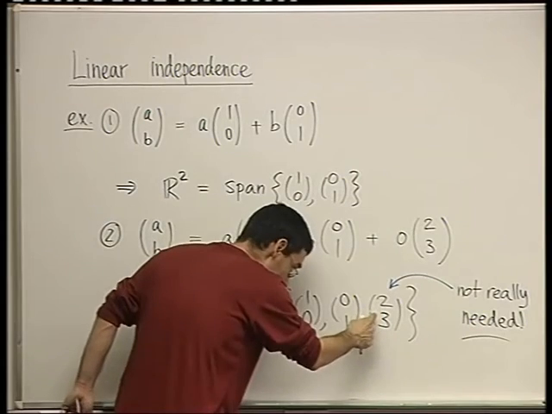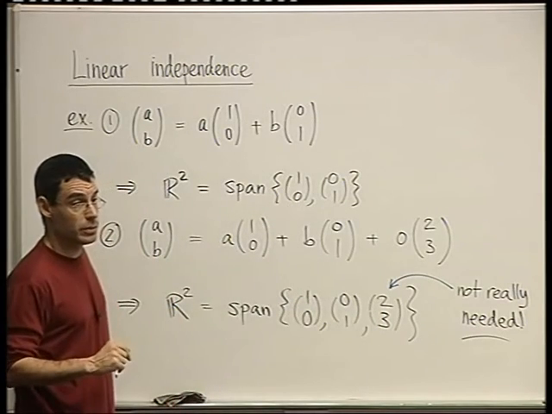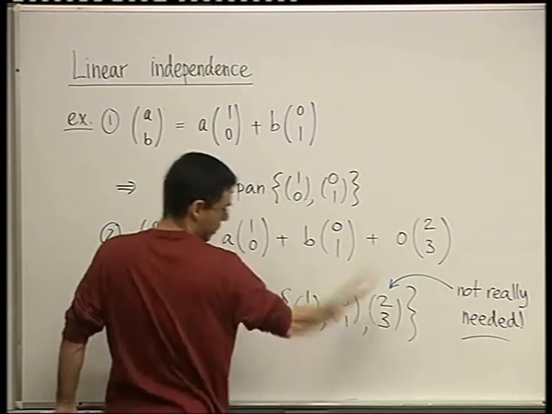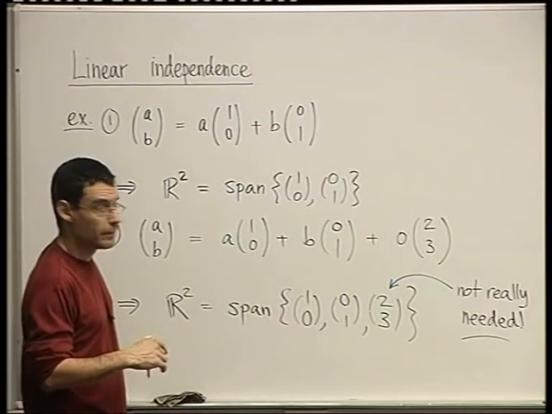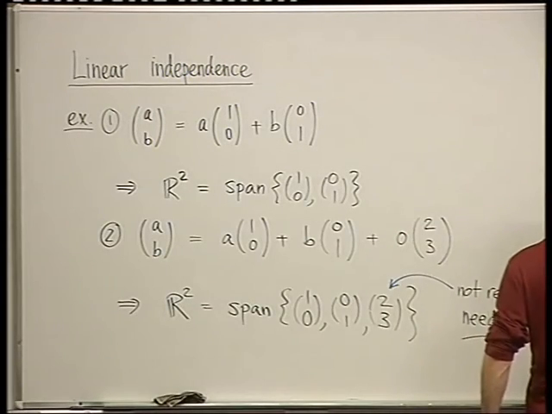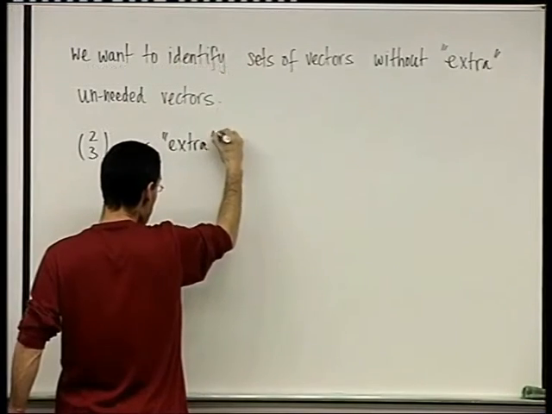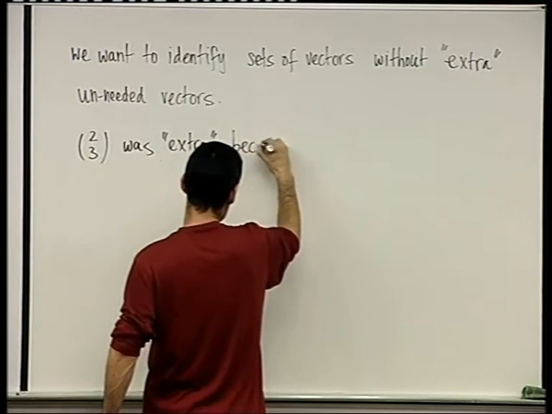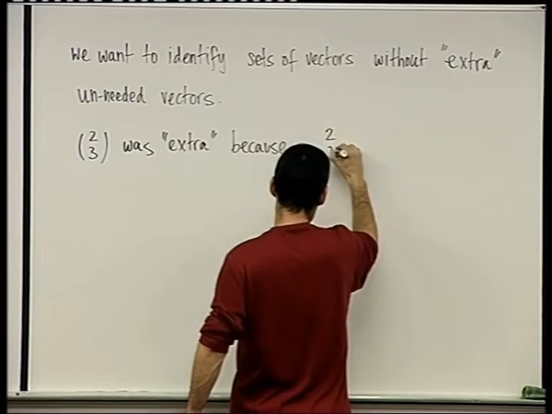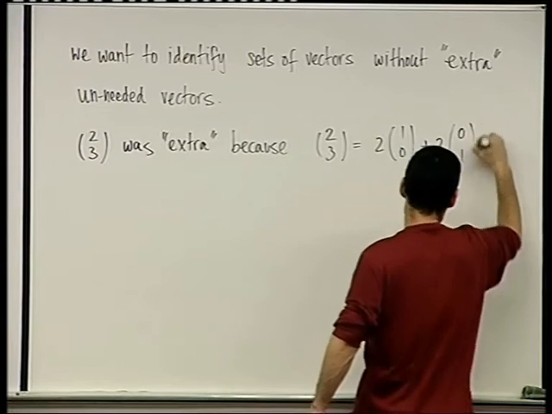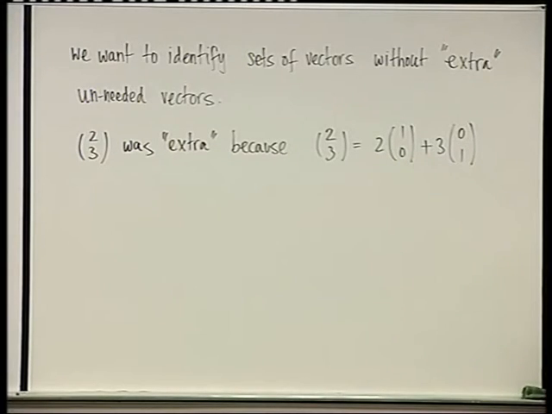This vector itself was already a linear combination of the other 2. That's what made him extra, right? We could have written him as a linear combination of these 2, so we don't really need him. Do you agree? So let's write that. (2, 3) was extra, was not necessary, because (2, 3) is a linear combination of the other 2. We could have generated it from the other 2. We don't need it as a generator.